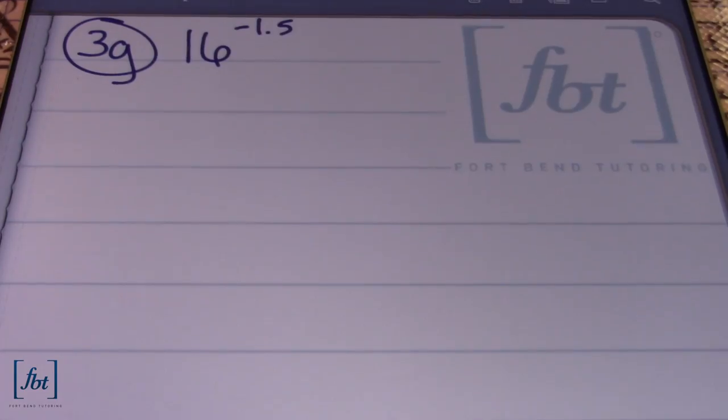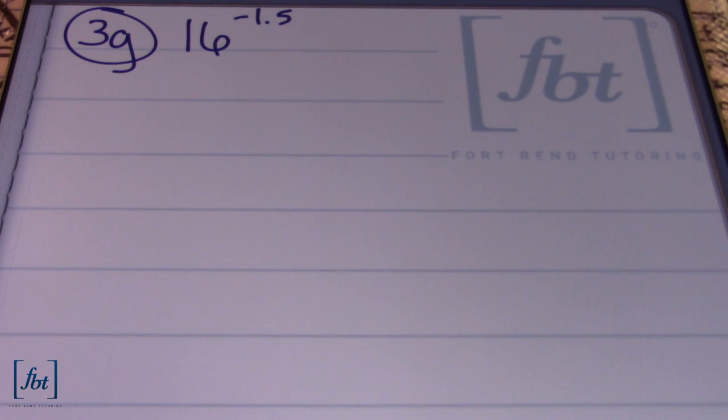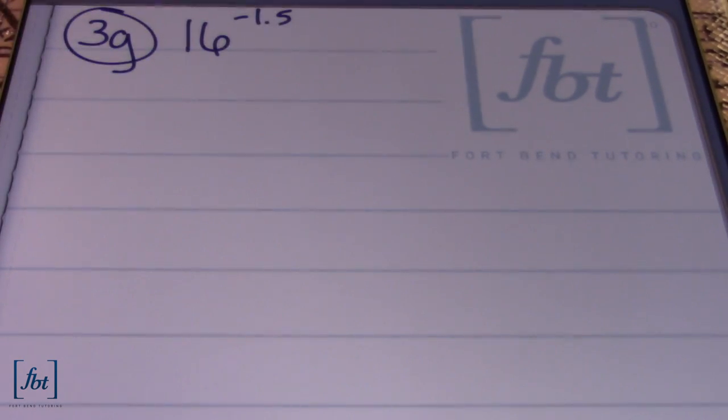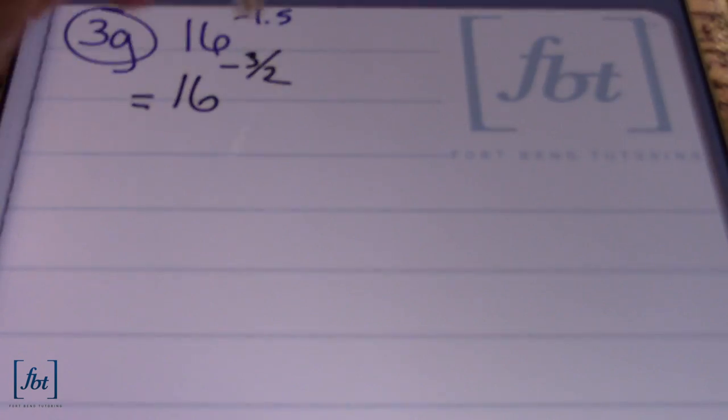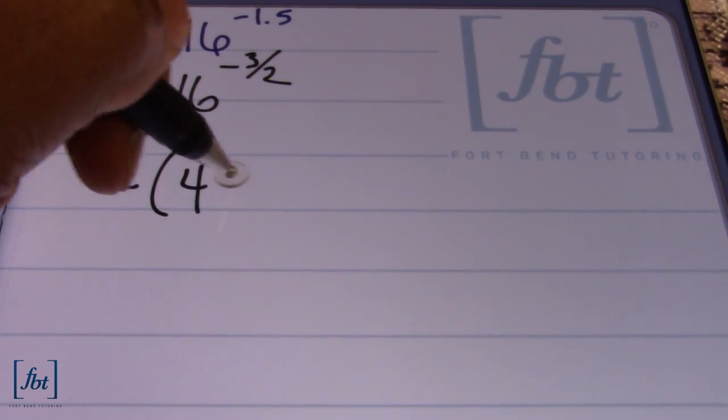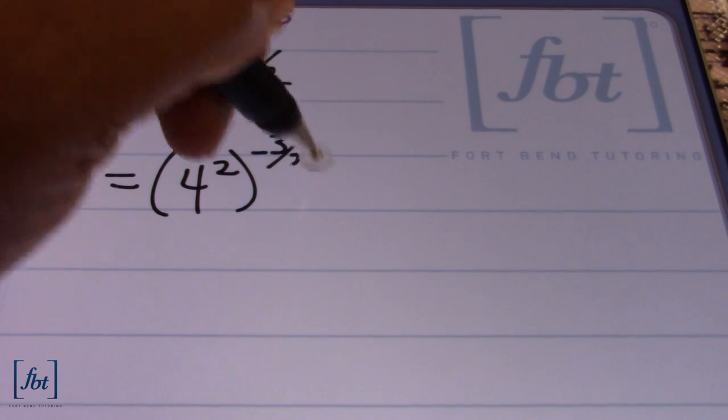Let's move on. 3G is in the house. We have 16 to the negative 1 and 5/10 power. We're using fractional exponents within this video, so I'm going to convert the negative 1 and 5/10 into fractional notation. I'm going to rewrite this as 16 to the negative 3/2 power. Since our driving force of the problem is 2, we're looking for perfect squares here. Our index is 2. We can show that 16 is a perfect square. I can rewrite this as 4 squared raised to the negative 3/2 power.